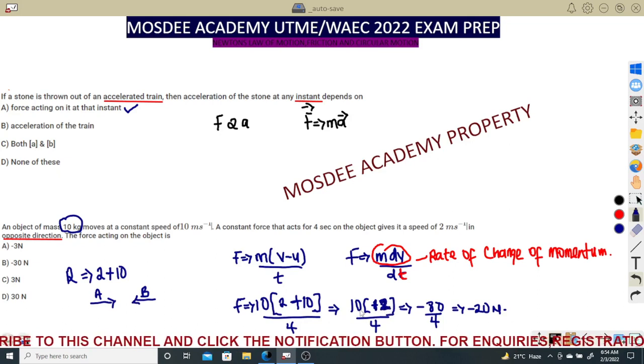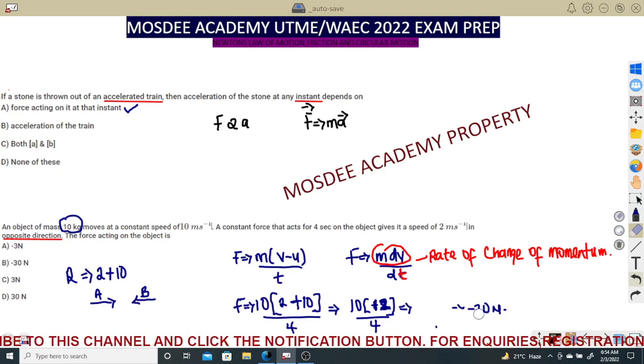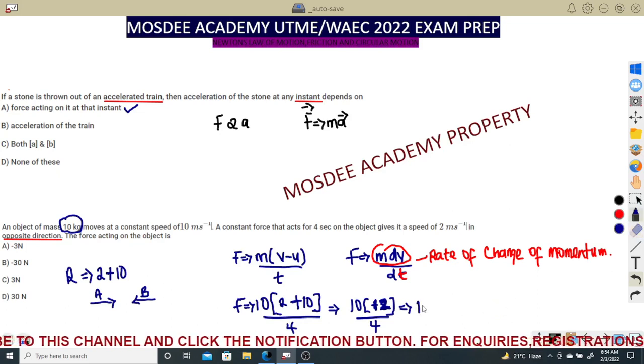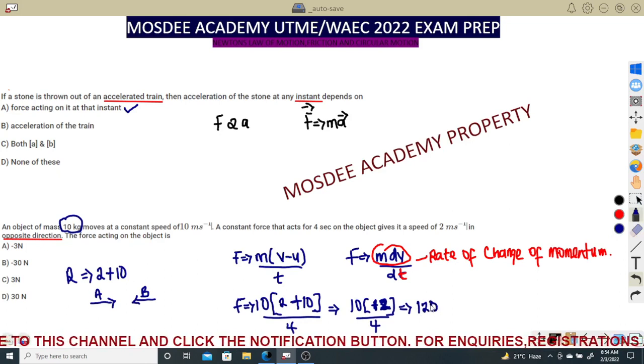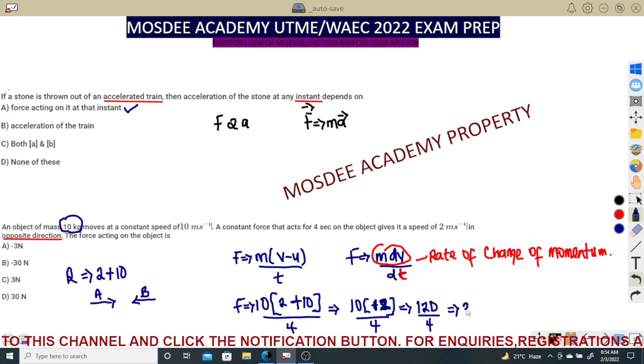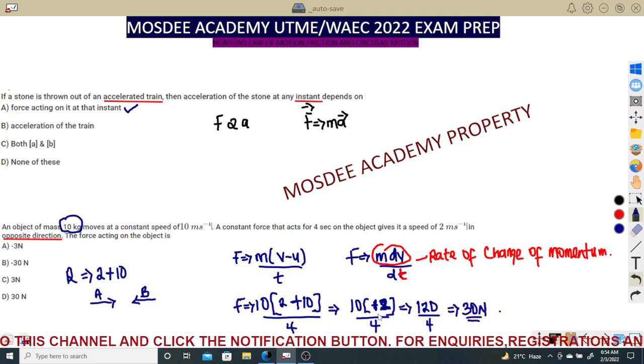And if we have 10 times 12, it's going to give us 120. So that is 120 divided by 4. And that is going to give me 30. So we just need to be careful sometimes about this type of question. And let it be known that the force will also move in opposite direction.